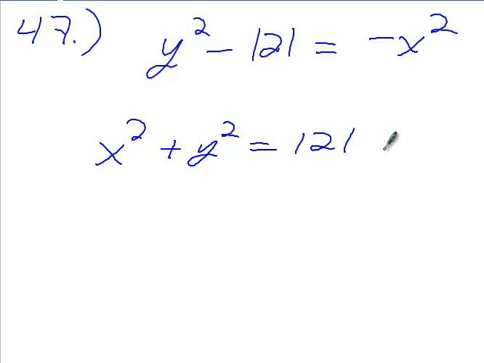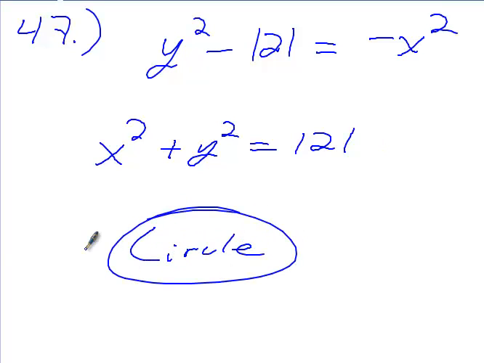Oh, just identify if it's a circle or a parabola. Okay. So is this a circle or a parabola if they're both squared? Circle. If just x is squared, it's a parabola. If just y is squared, it's a parabola. If x and y are squared, it's a circle.